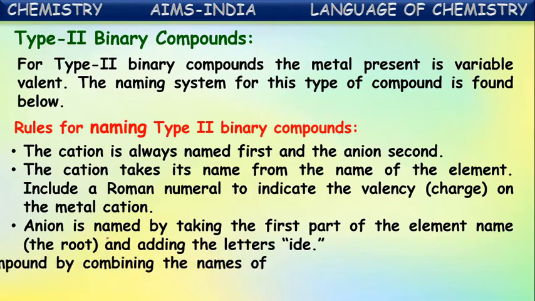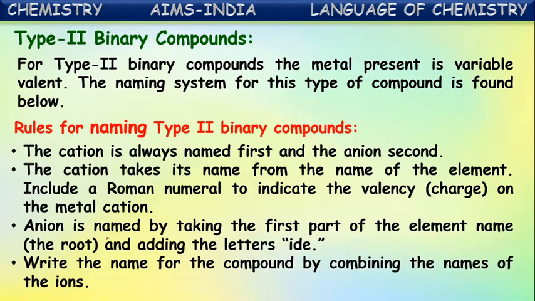Okay, for this also, write the name of the compound by combining the names of the ions. Just we combine these two now. So what is additional here than the type 1? Including the Roman numeral beside the cation name in the brackets, which indicates the valency of that variable valent element in that particular compound.